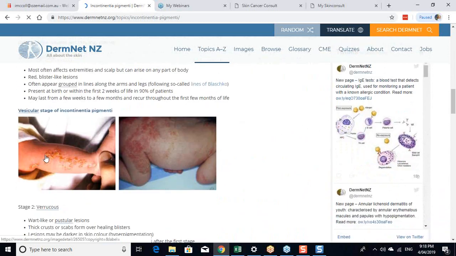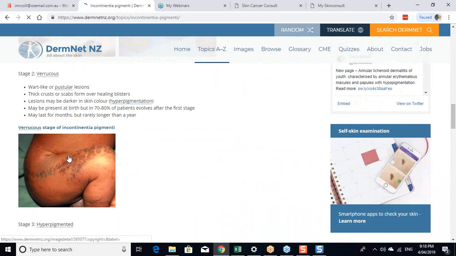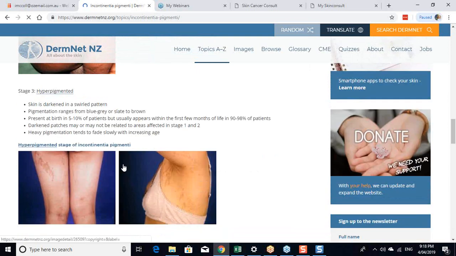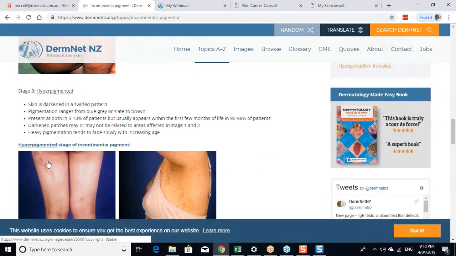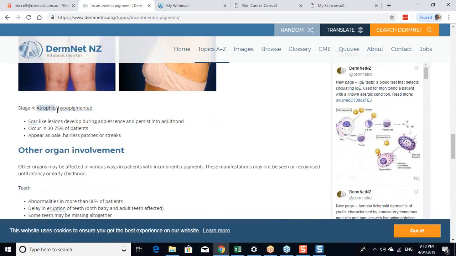Look at the blisters that they get at first. And then later on, they get the warty lesions in the same distribution. And later again, they get areas of hyperpigmentation in the same sort of distributions. Again, female. Curious pigmentation along the lines of Blaschko. And later on, it can be the atrophic hypopigmented pattern that they may get.